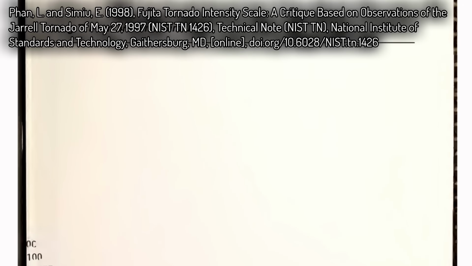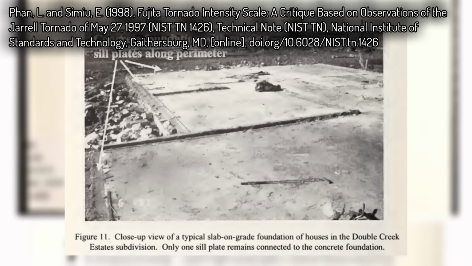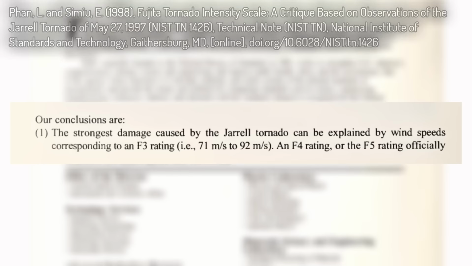A year after the tornado occurred, a NIST report written by Dr. Long Phan and Emil Simiu claimed that the houses that were destroyed by the Jarrell tornado were poorly constructed, and that the minimum wind speeds needed to do the level of destruction seen in the Double Creek Estates neighborhood would be that of an F3 tornado at the least. Dr. Phan did not claim that the tornado itself was not an F5 tornado, but noted that the wind speeds that would be needed to destroy the houses would be that of an F3 tornado. Again, it was very likely that the tornado had winds in excess of 260 miles per hour. I don't think anyone in the report, or anyone at NIST, would say otherwise.